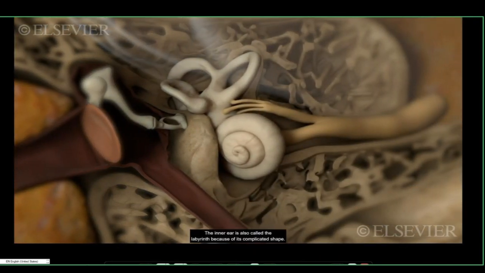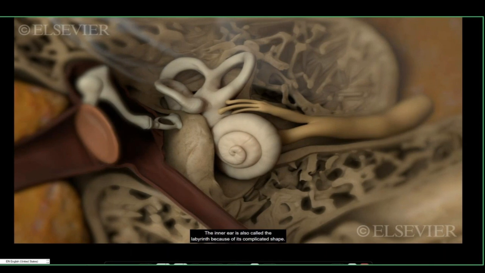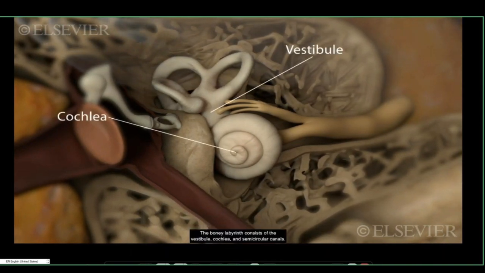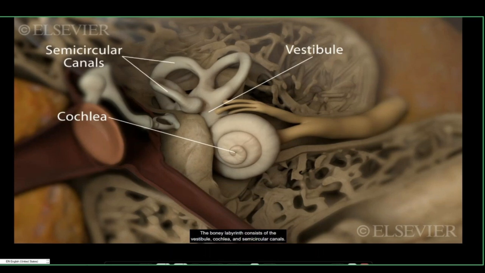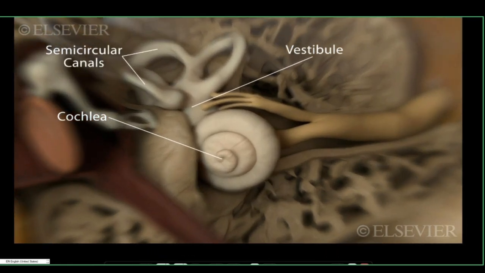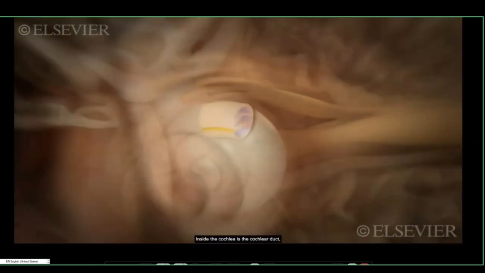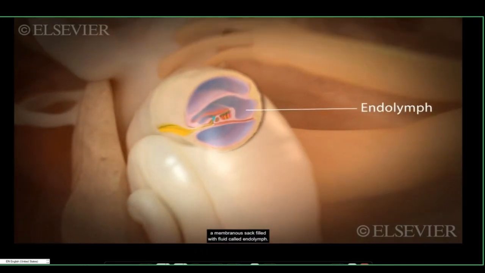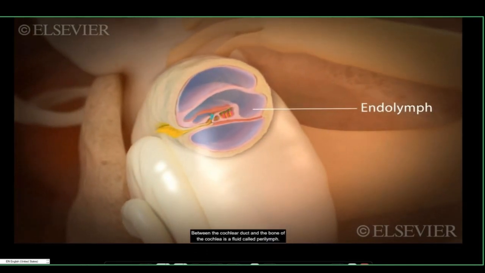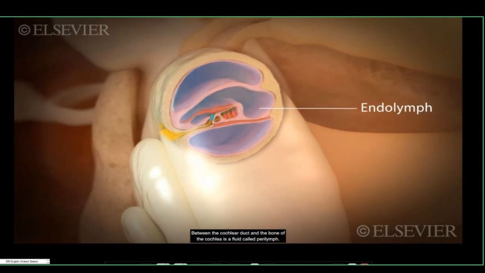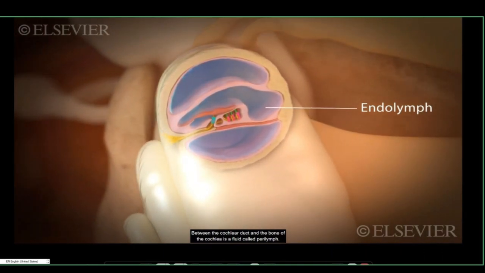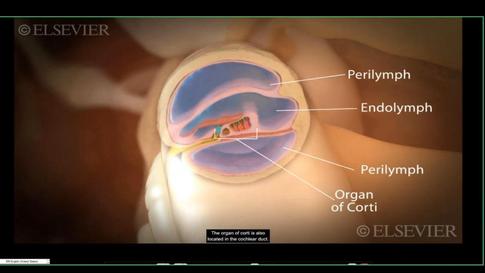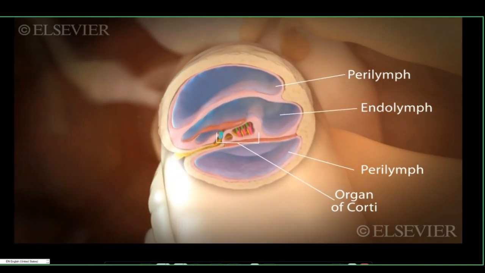The inner ear is also called the labyrinth because of its complicated shape. The bony labyrinth consists of the vestibule, cochlea, and semicircular canals. Inside the cochlea is the cochlear duct, a membranous sac filled with fluid called endolymph. Between the cochlear duct and the bone of the cochlea is a fluid called perilymph.